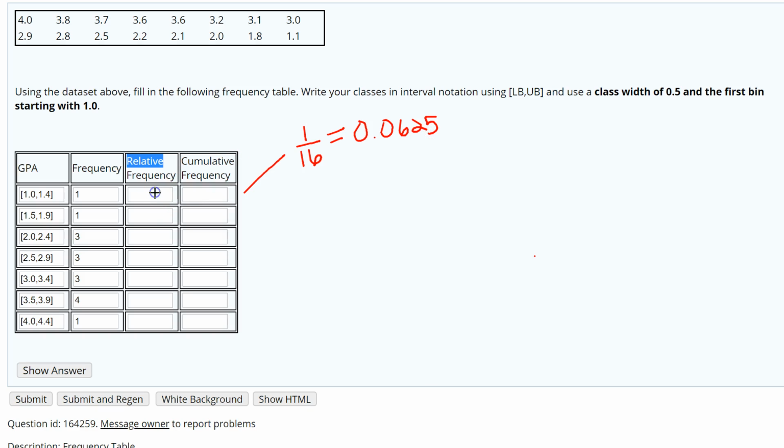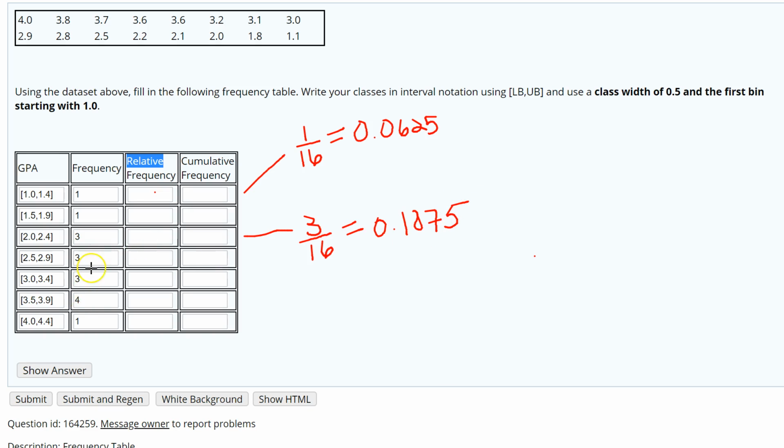And so I can type that one in here. Then our next one is also 1, so that's going to also be 0.0625. Then we also have this line right here, which is 3. So let's figure out what 3 out of 16 is. And if we do this, we get 0.1875. And so I'll put that in there.